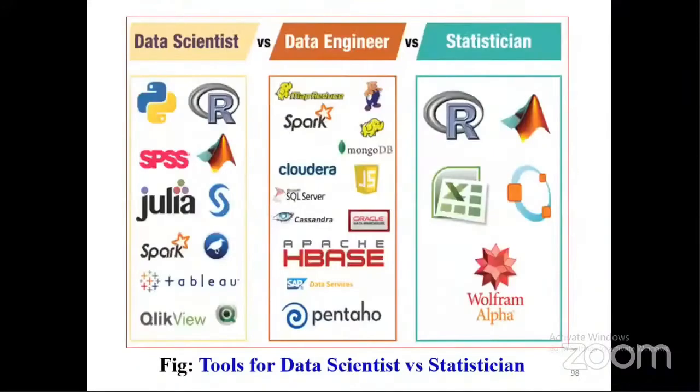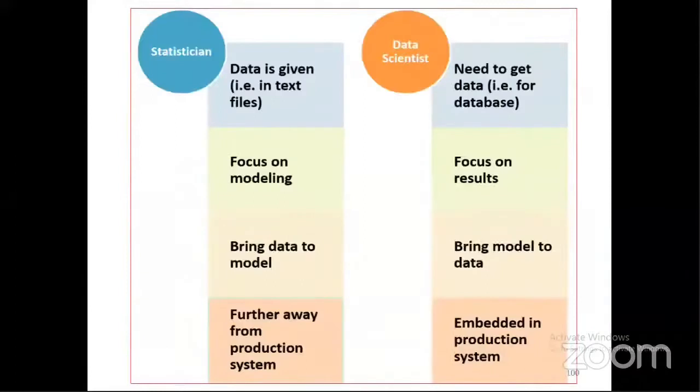A data scientist is using Python, SPSS, Julia, Spark, R, MATLAB, Tableau, etc. A data engineer is using MapReduce, Spark, Cloudera, MongoDB, HBase, Cassandra, SQL databases, Pentaho. A statistician especially is using R, MATLAB, Excel, Wolfram Alpha, etc. The difference between a statistician and a data scientist: data is given in text files; need to get data from databases; focus on modeling; focus on results; bring data to model, bring model to data; further away from the production system, embedded in the production system.